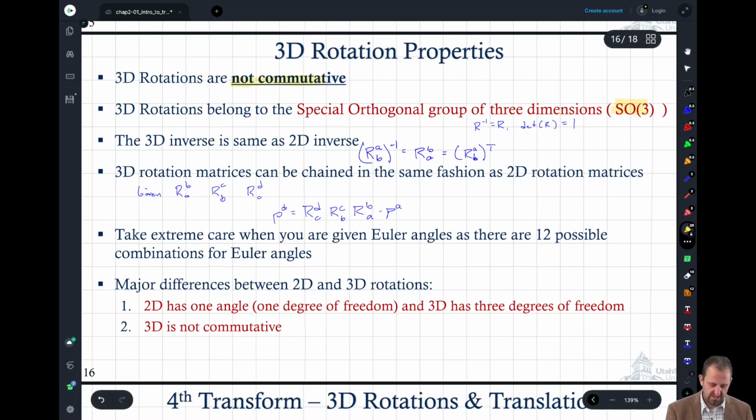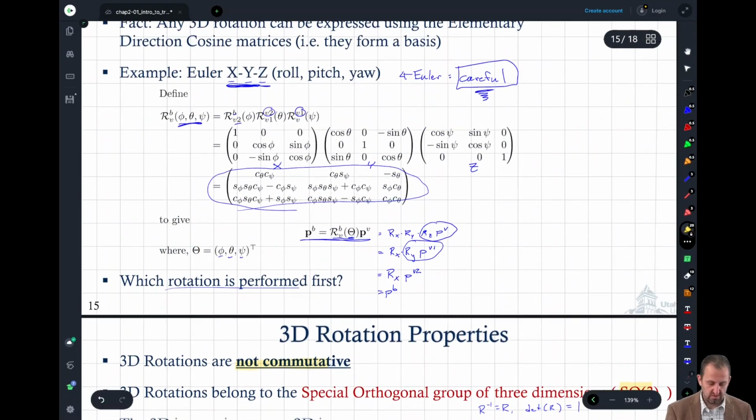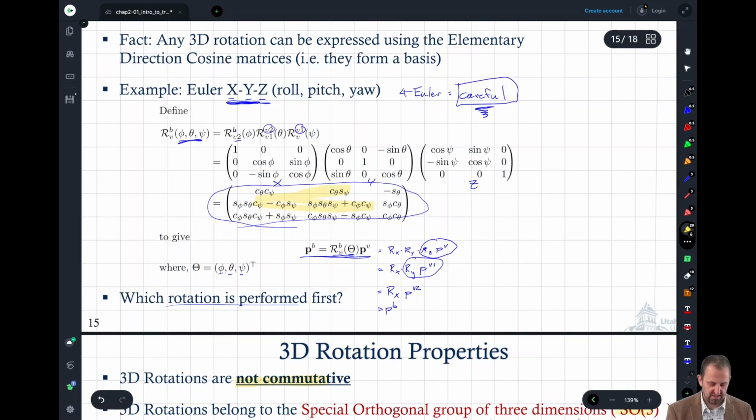Another thing that we mentioned is take extreme care when you're given Euler angles. So there's 12 different possible combinations, and they're all called Euler angles. So be really careful, make sure you understand that you only use this version of the rotation matrix when you have X, Y, and Z rotations.